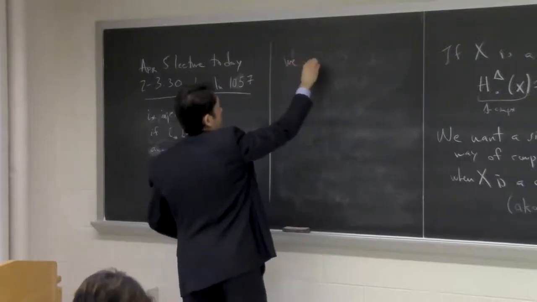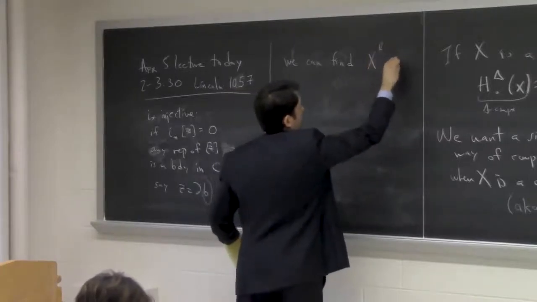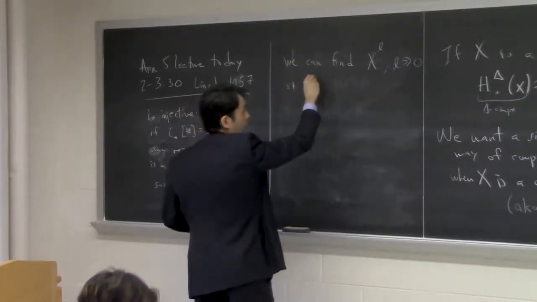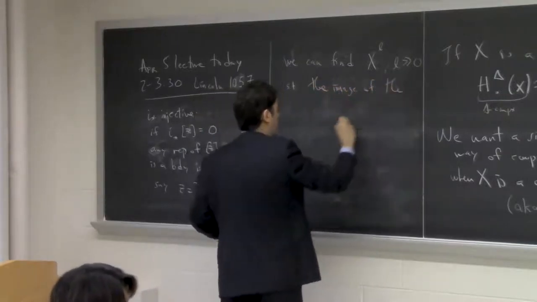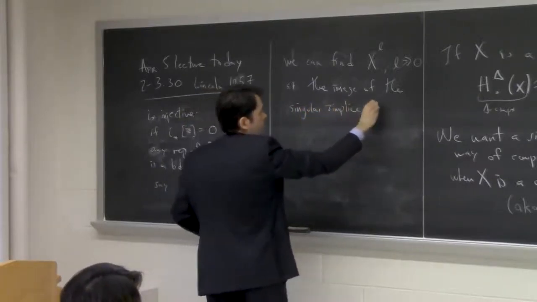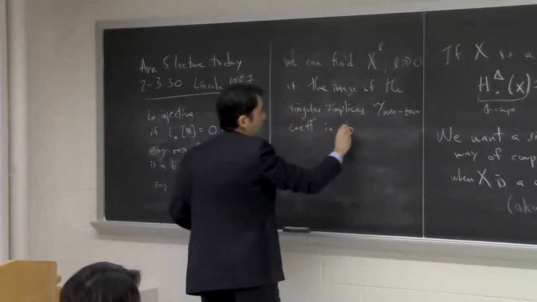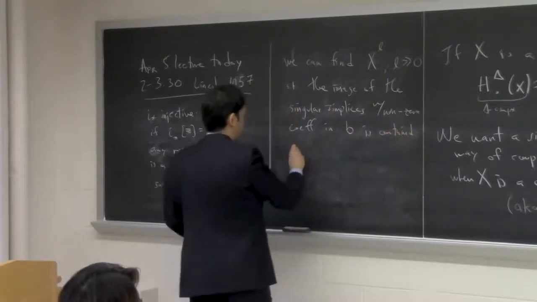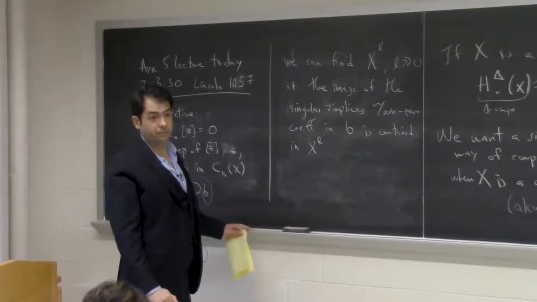So we can find L sufficiently large, such that the image of the singular simplices with non-zero coefficient in B is contained in XL. Okay.